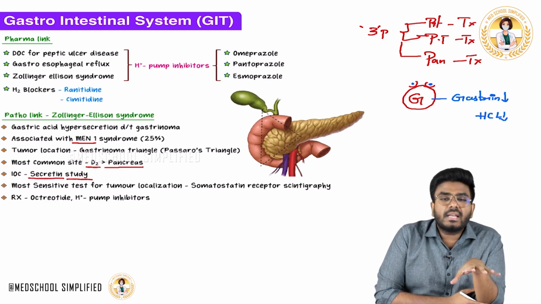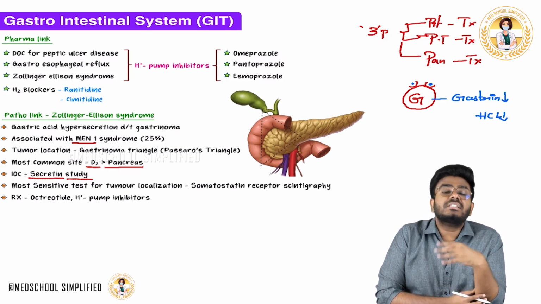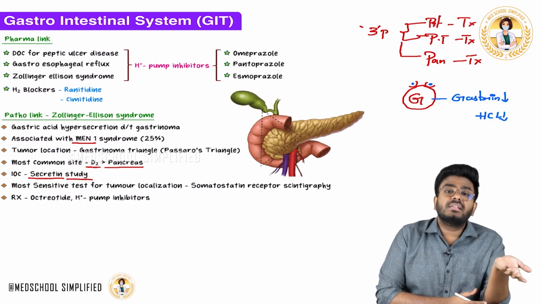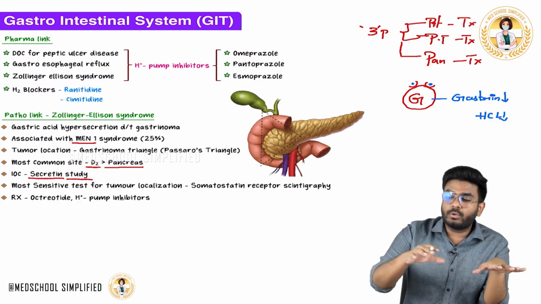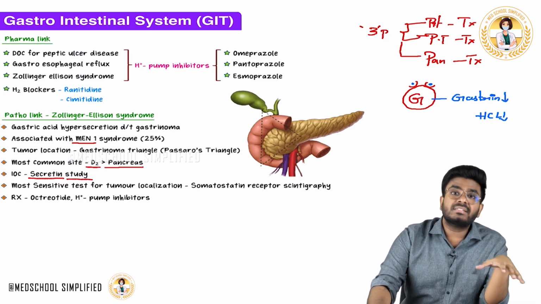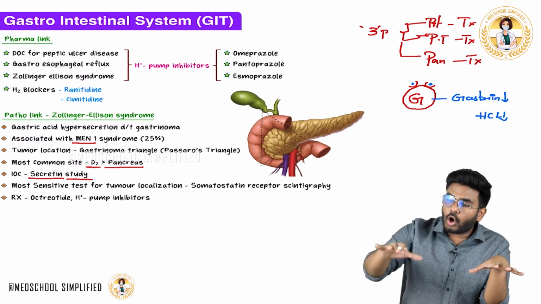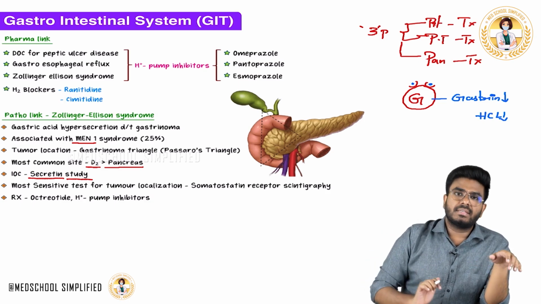Because secretin is considered nature's antacid. Okay, so acid is HCl. Nature's antacid is secretin. Why? Because secretin will try to decrease the acid. It's the first hormone discovered in the human. Okay, now secretin is all the time anti-acid, it decreases the acid.